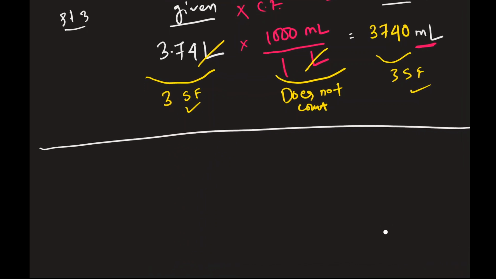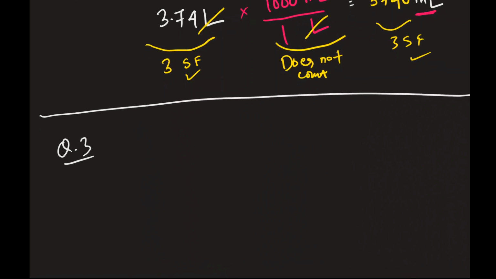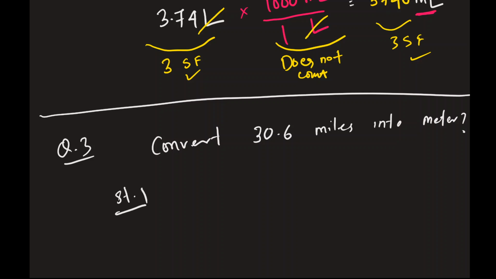So let's say question 3. What is the distance between Greensboro and Winston-Salem? So let's say the distance is, I don't know, 30.6 miles. So convert 30.6 miles into meters. Sounds good? So step 1, write the equality terms, right? So what is the equality term?